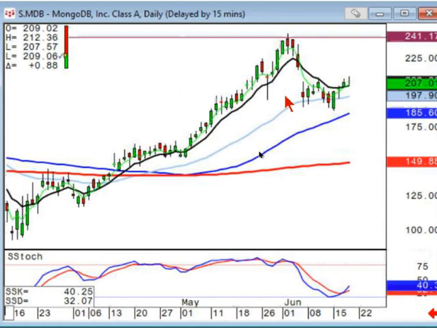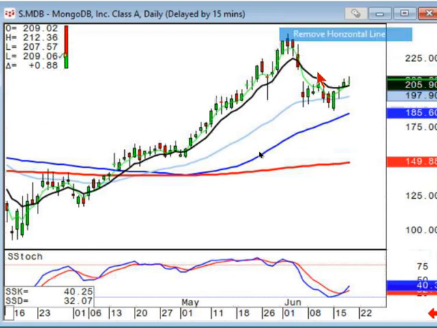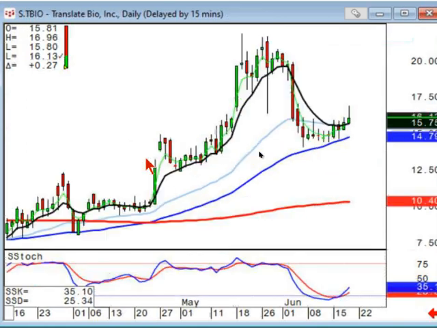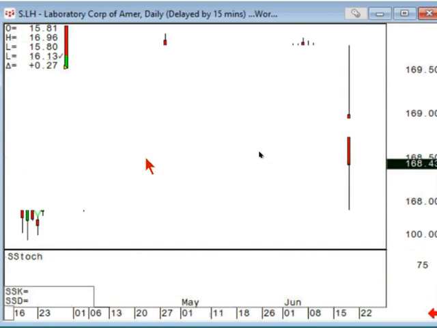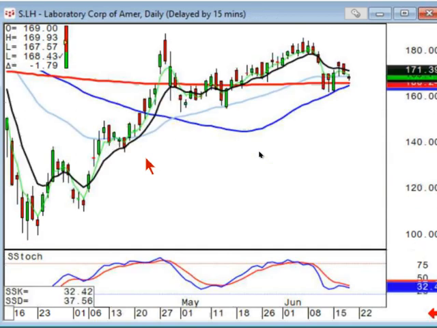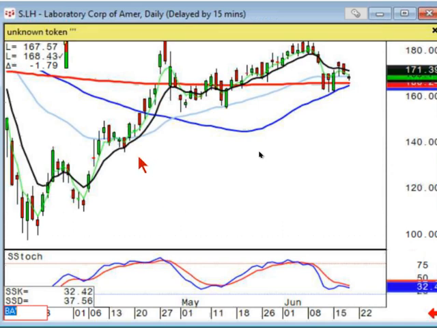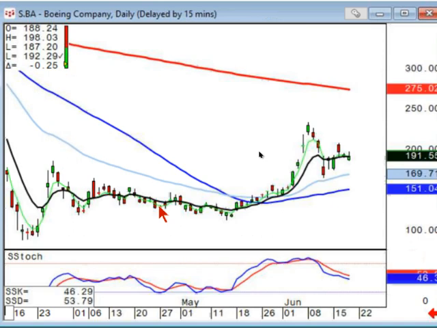MDB. This one you can buy on positive trading. Also a J-hook pattern setup. TBIO, we did this one. You can buy in positive trading. LH, I'm taking it as LH, not lean hogs. That's a nothing chart, just going sideways. And Boeing, just going sideways.